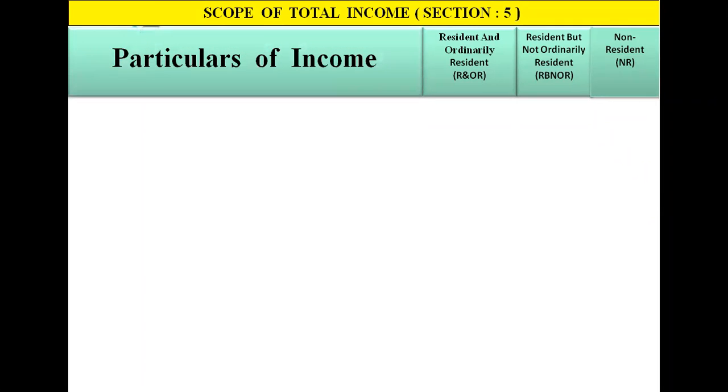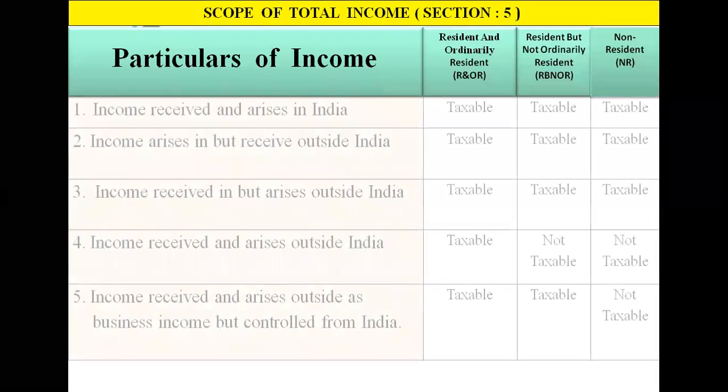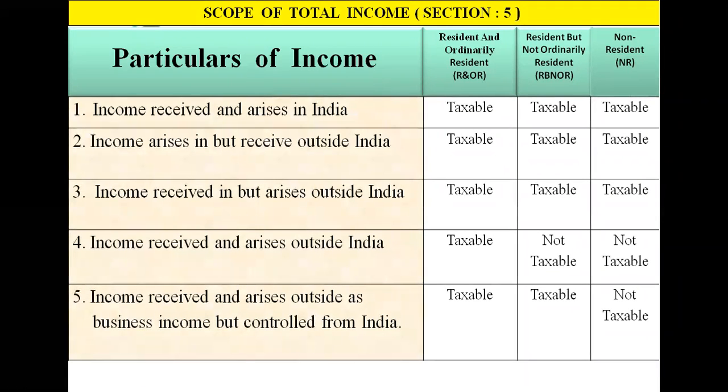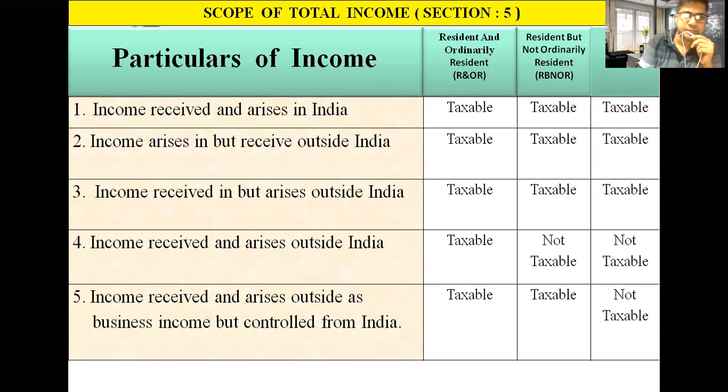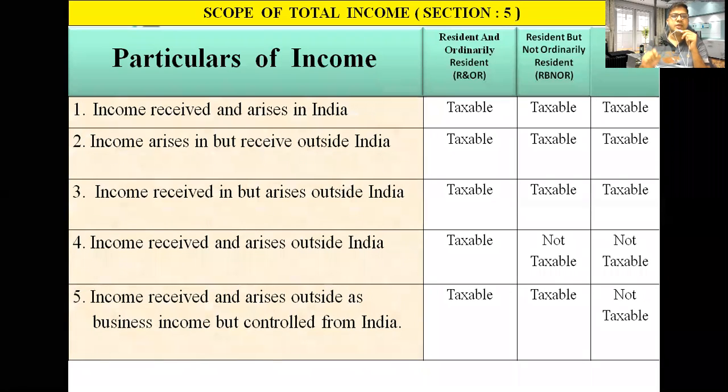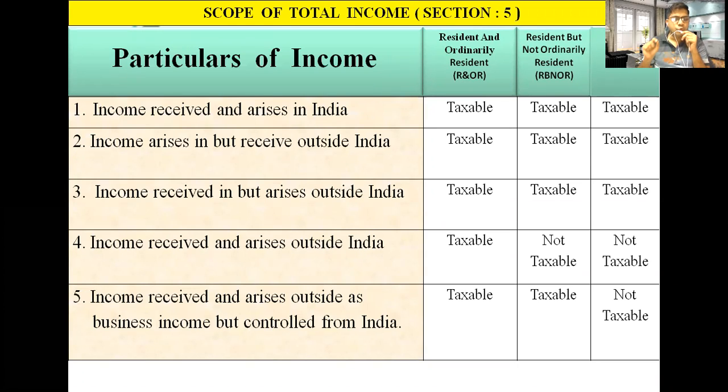Now, when we talk about the scope of income under section 5, and consider whether income is taxable or not, it depends on the residential status of an individual. Now, how it is taxable, that we are going to learn. There are a total of 5 rules under section 5, applicable to an individual who earned income during the previous year. Now, friends, what kinds of rules are there?